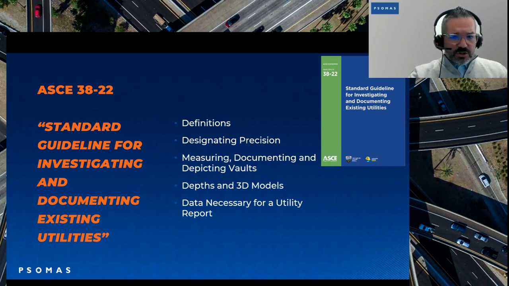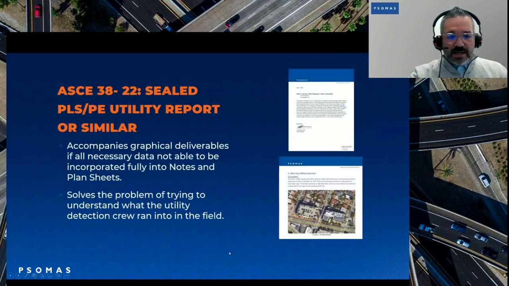So here's the report that we're talking about. It accompanies a graphical deliverable if the necessary data is not able to be incorporated fully into the notes and plan sheets. And basically, what this is intended to do is show what happened in the field. What did the utility locator run into? Why did he lose signal? Where did he lose signal?